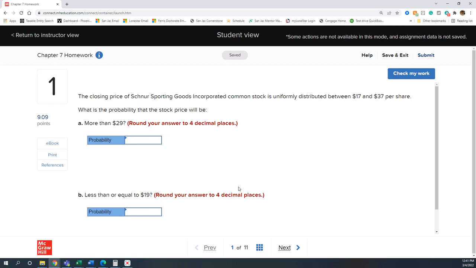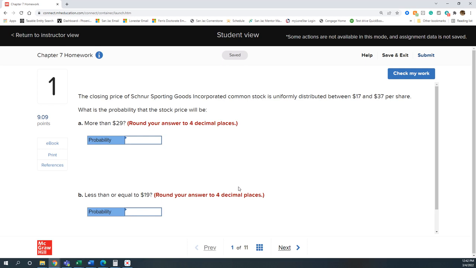Okay, so we're doing our uniform, which remember was that big old rectangle. So we're going to have A and B. Again, A is going to be the minimum, and B is going to be the maximum terms. And then we have to find the height as well, which is 1 divided by B minus A.